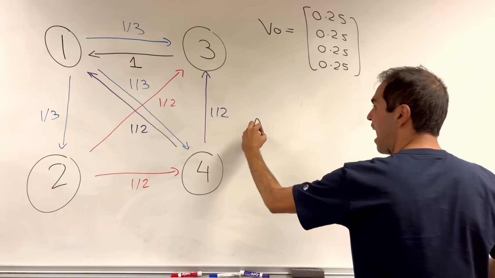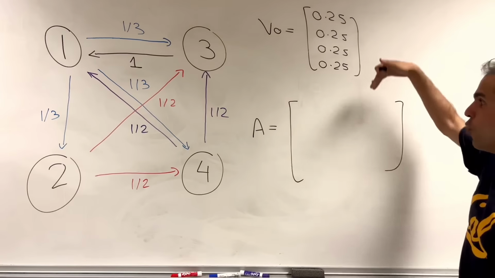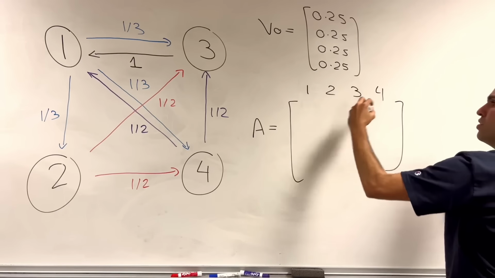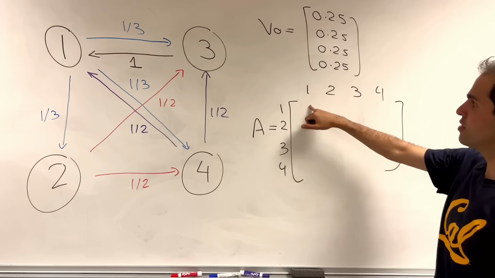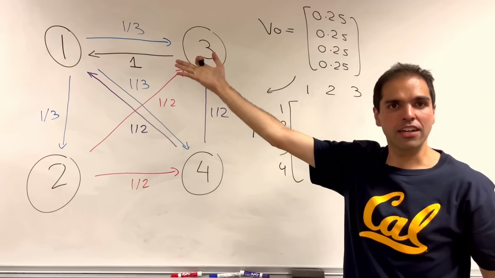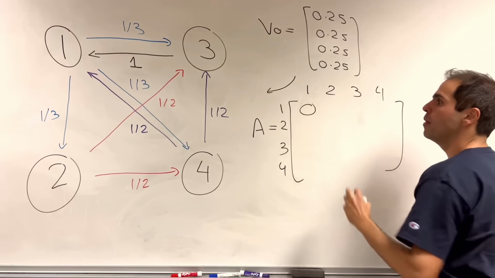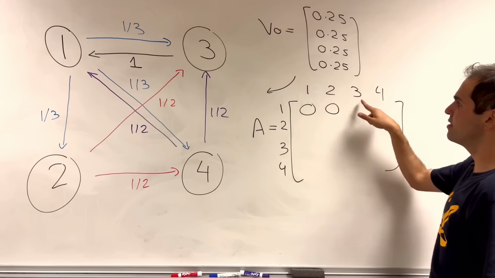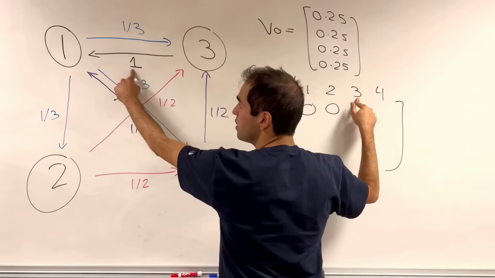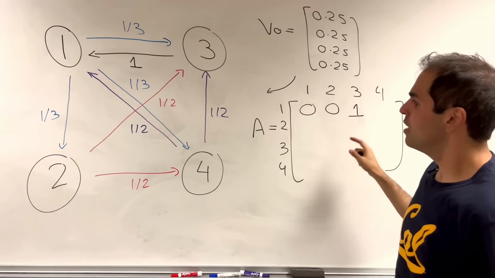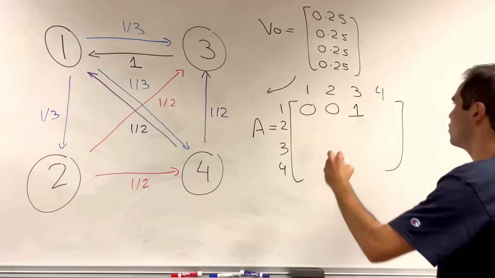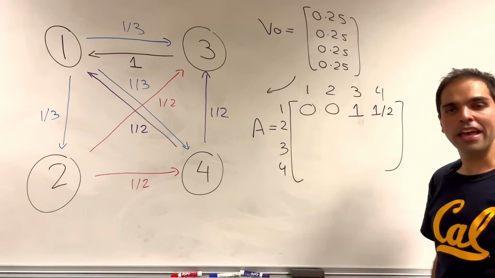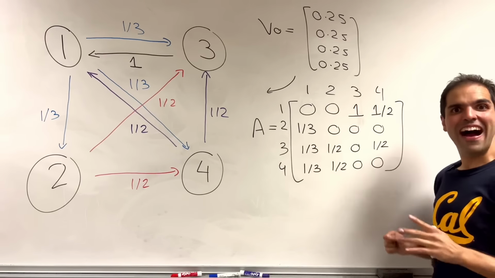And this allows us to calculate our transition matrix. The way you read the transition matrix is from top to left. So this is website 1, 2, 3, 4, and 1, 2, 3, 4. To go from website 1 back to website 1, there's no self-linkage here, so the probability is 0. To go from 2 to 1, again, 2 does not connect to 1, so the probability is 0. To go from 3 to 1, there's just one connection here, so the probability is 1. And to go from 4 to 1, the probability is 1/2. Then you can do the same with websites 2, 3, and 4, and you end up getting the following matrix. Ta-da! Magic, isn't it?